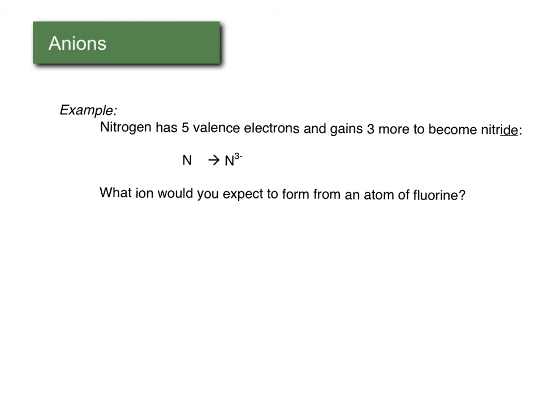Okay, so what would we expect to form from an atom of fluorine? If we look at our periodic table, fluorine is in column 7, and it has 7 valence electrons. So again, it's not likely to lose all 7 of those electrons. The more likely thing to happen is that it's going to gain one more, which is going to bring it from 7 to 8, and so it's going to have a full octet, and that gain of one additional electron will give it a -1 charge. So we'll have F-, and it will be called fluoride.